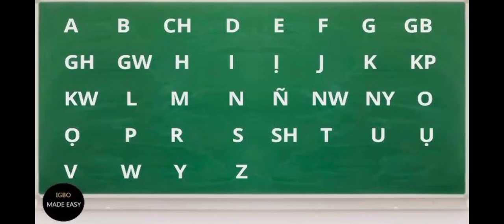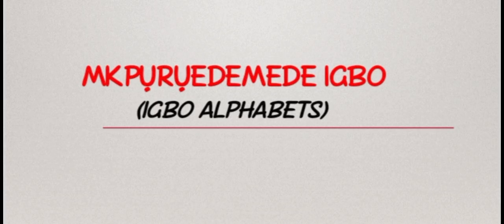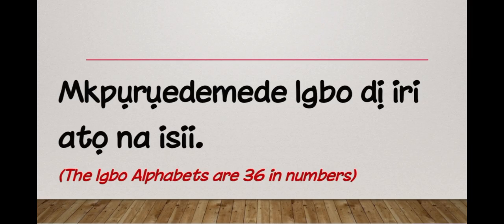Ịma n'oge gara aga, anyị kwu gbasara mkpụrụ edemede Igbo. Mkpụrụ edemede Igbo, which means Igbo alphabet. Anyị si na mkpụrụ edemede Igbo dị 36. It means that we have 36 Igbo alphabets.